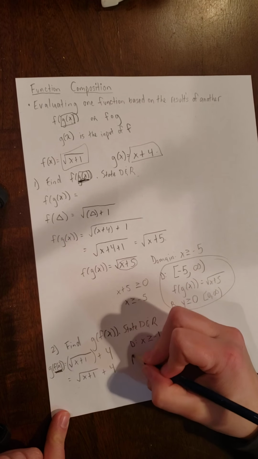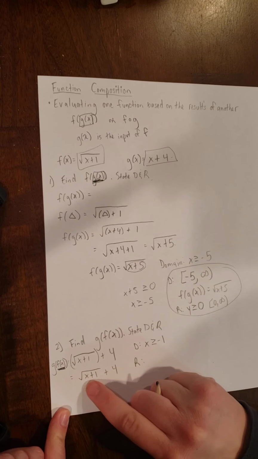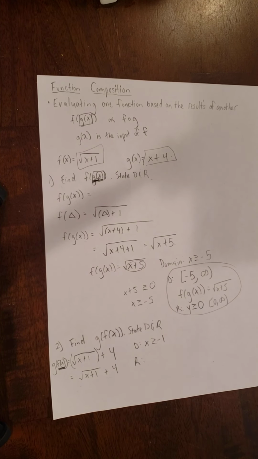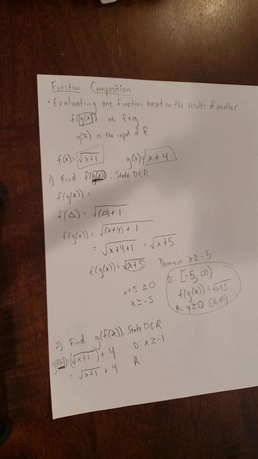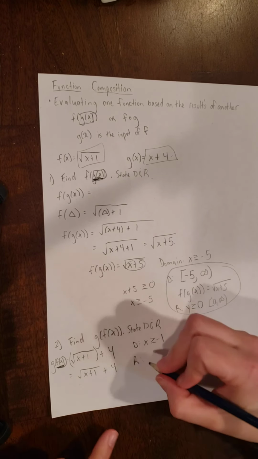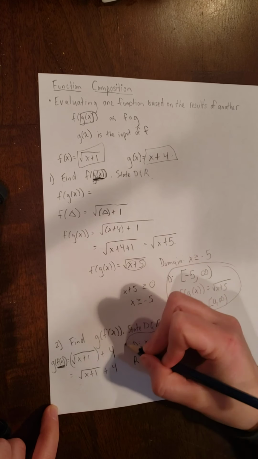This one, our range: the first number we'd be allowed to plug in is -1. -1 plus 1 is 0. The square root of 0 is 0. 0 plus 4 is 4. And then this is a square root. Are we going to be growing in values from 4 or shrinking? Since there's no negative outside the square root, we're just going to be getting larger. So this is going to be y is greater than or equal to 4.